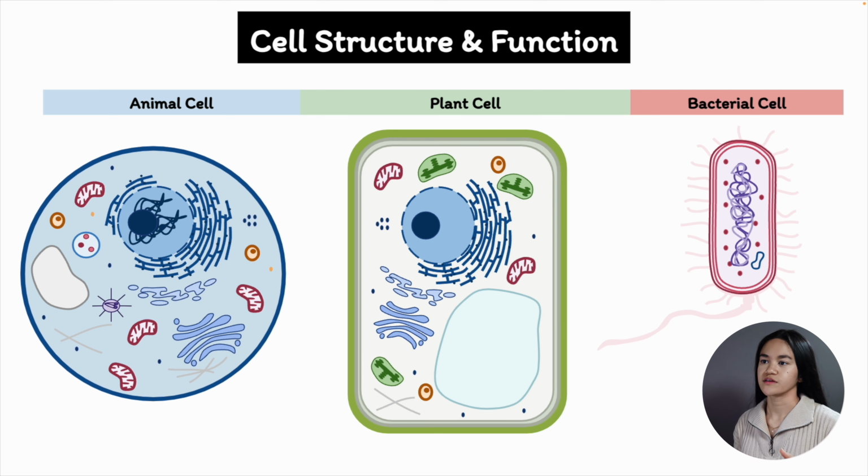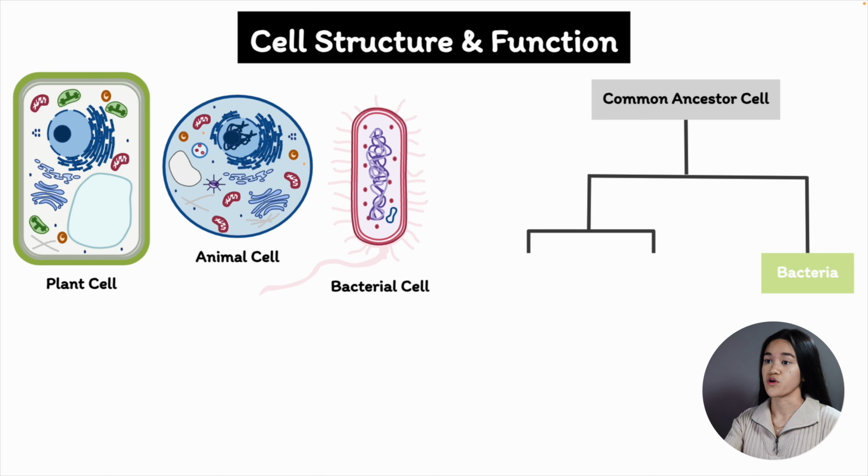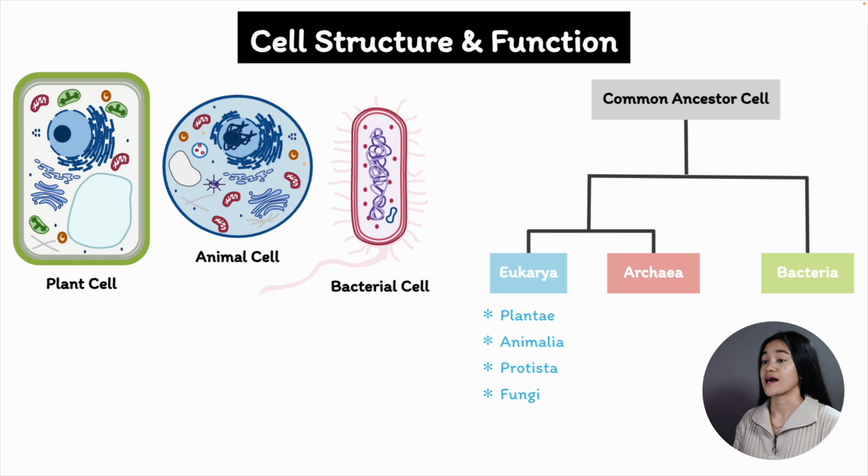All living things or organisms are built from cells. Cells are the basic structural units of living organisms, and there are two different cell types, prokaryotic and eukaryotic cells. Prokaryotes are divided into two domains, which are bacteria and archaea, and these cells do not have a nucleus. And eukaryotes include plants, animals, protists, and fungi, and these cells have a nucleus.